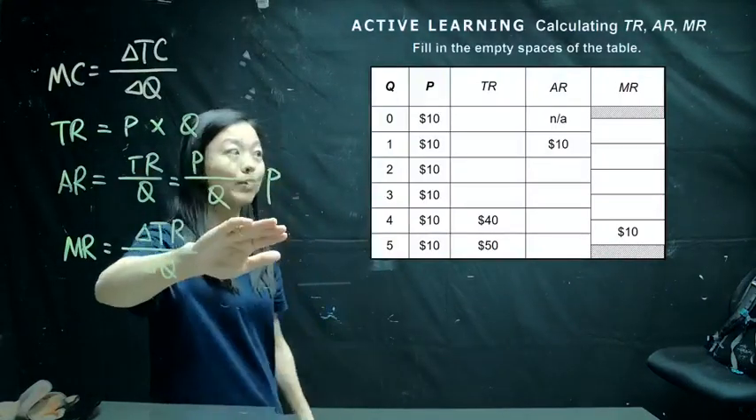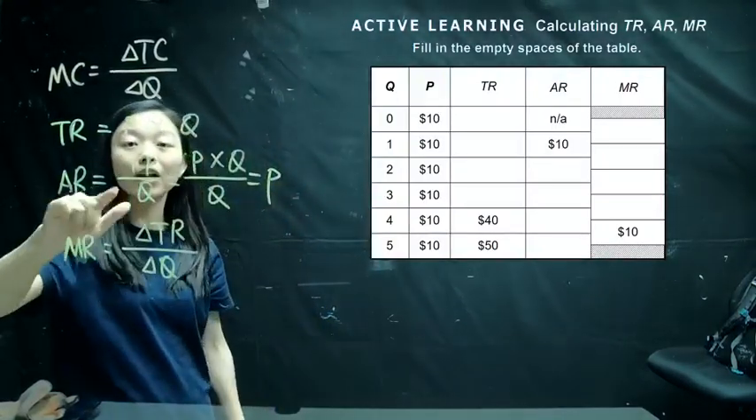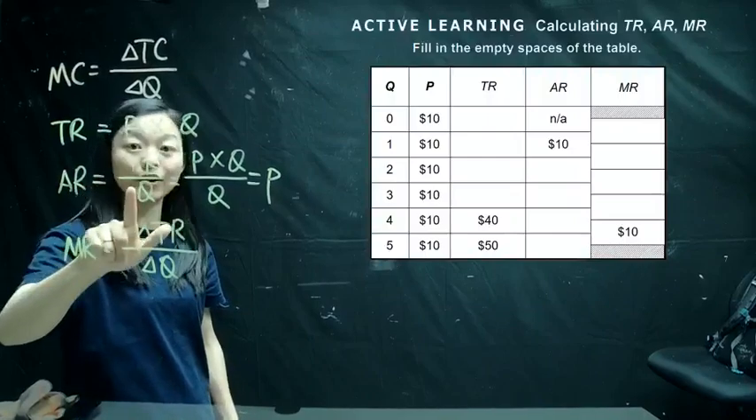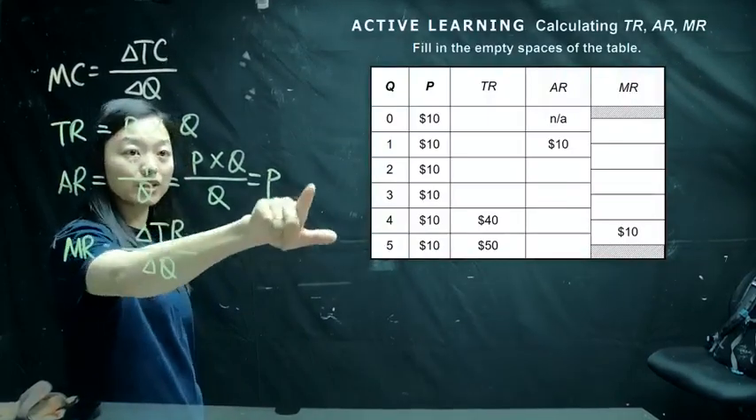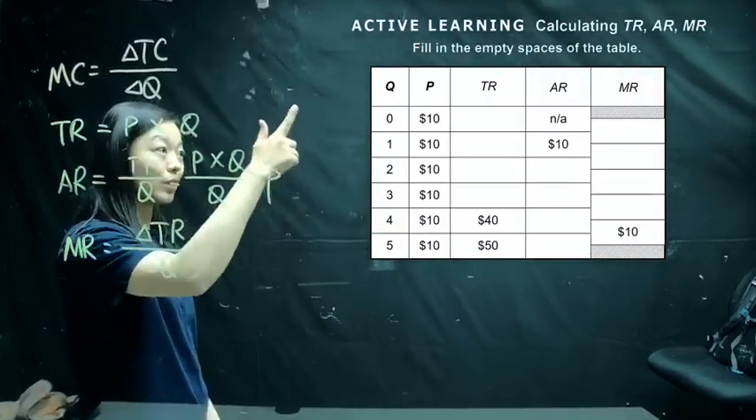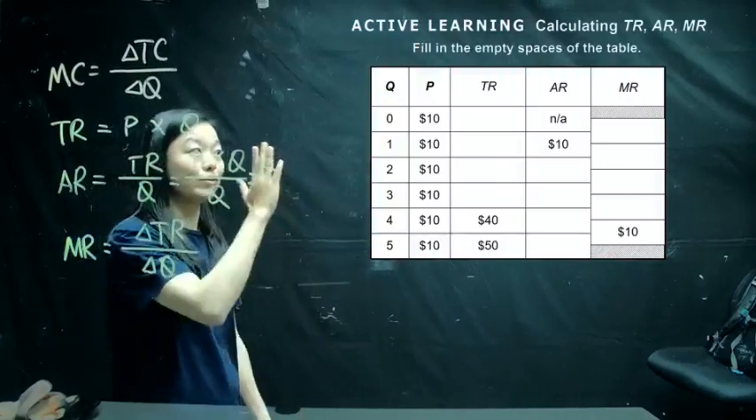Then the average revenue. Based on what we just have here, you use the total revenue divided by Q, so it just equals price. So we can put all the $10 in the fourth column.